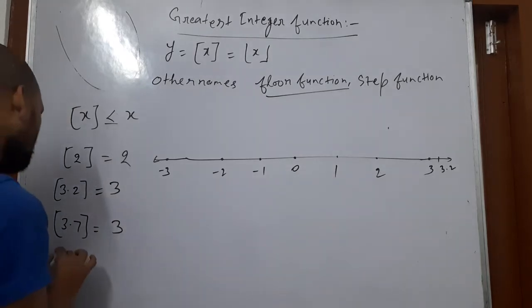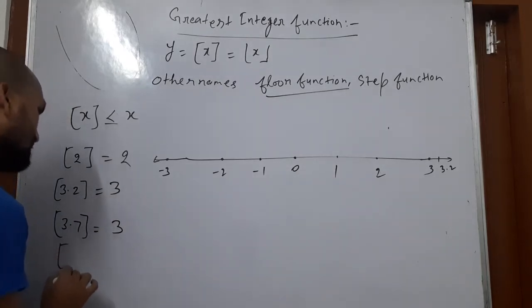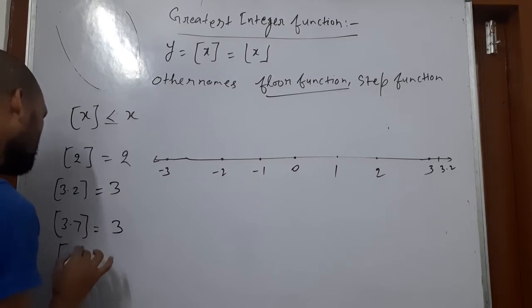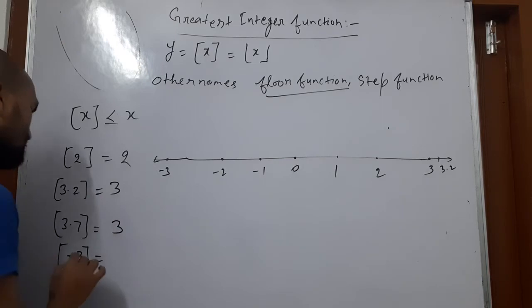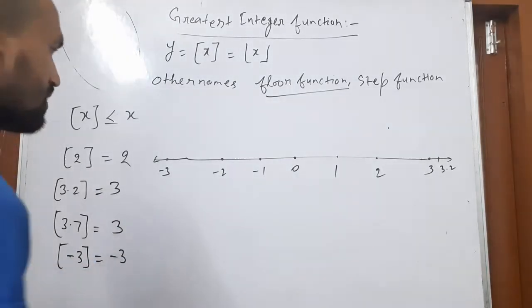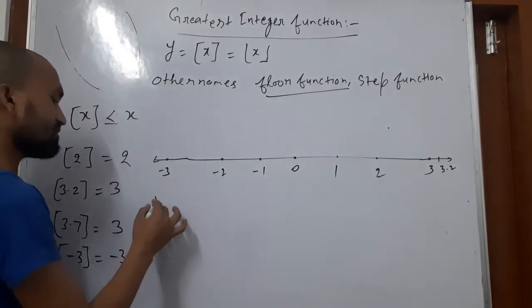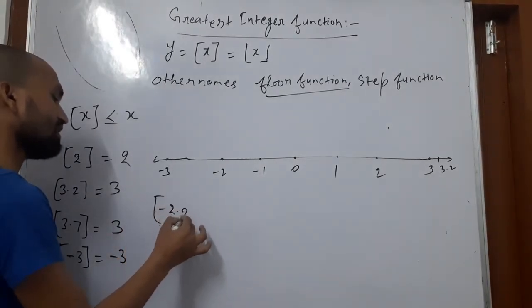Now we should take some negative values. If we take -3, what is its greatest integer? It is exactly an integer, so its answer will be -3. Now we should take another example, that is -2.8.